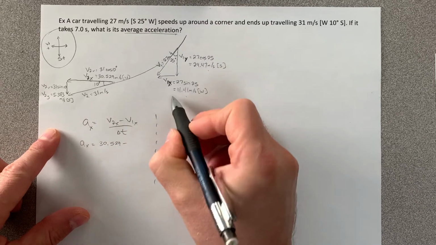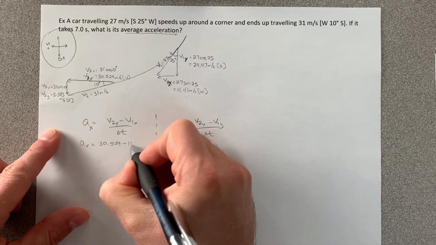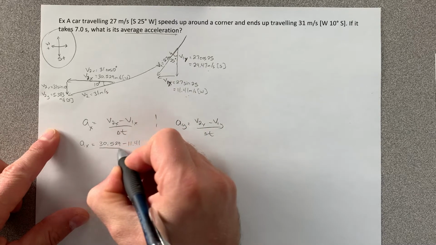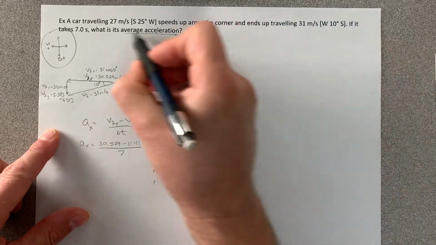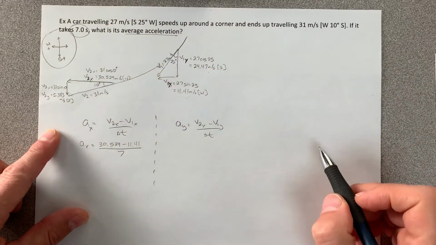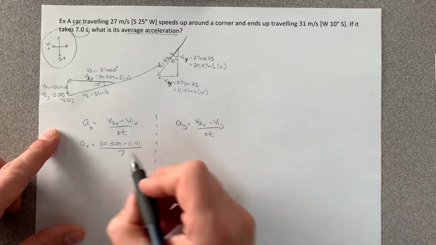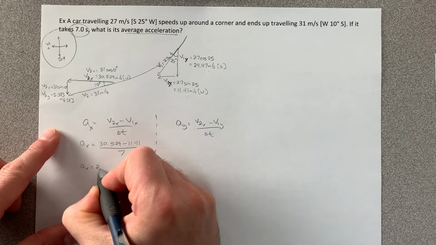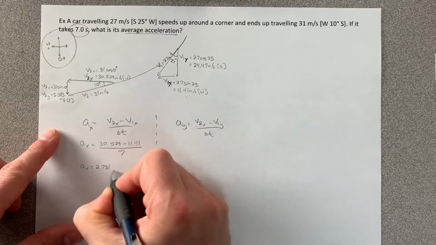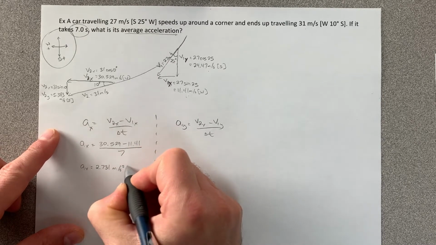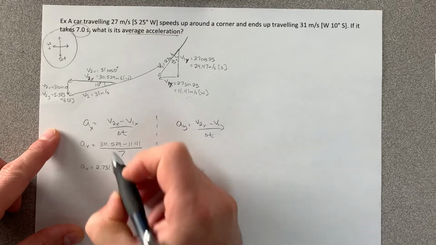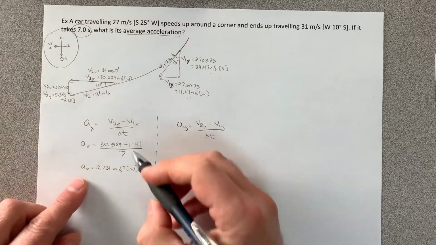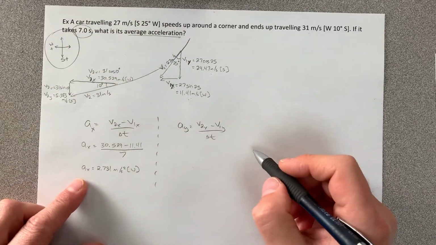30.529, take away 11.41, and divide by 7 seconds. That 7 seconds is right there, that's just given in the question. We crunch those numbers and you come up with 2.731 meters per second squared. The answer is in whatever direction we said was our positive direction.